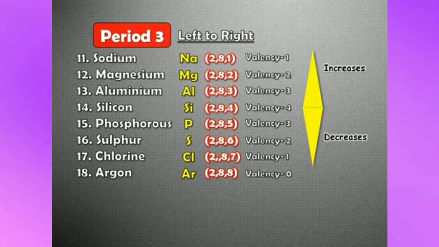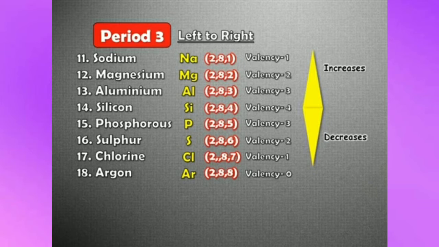So silicon will neither lose electrons nor gain electrons. Here silicon, what will it do? It will share the electrons. Okay, here it will have covalent bonds. It will share the electrons. Now look at phosphorus. What is the electronic configuration? 2, 8, 5. So losing 5 electrons for phosphorus is difficult.